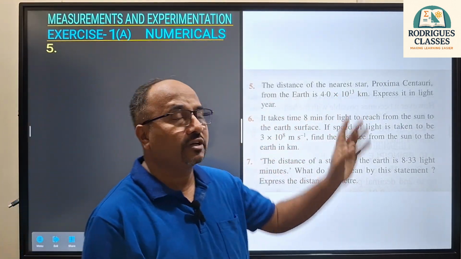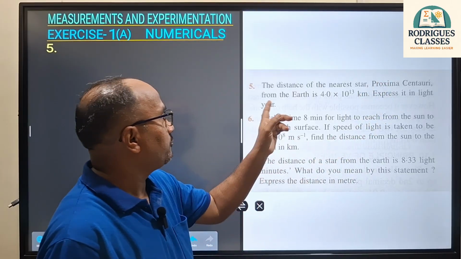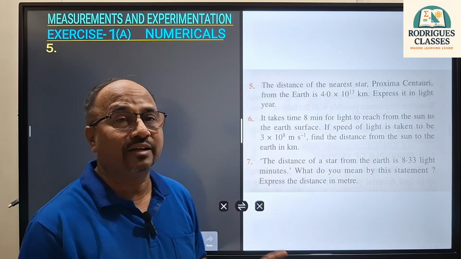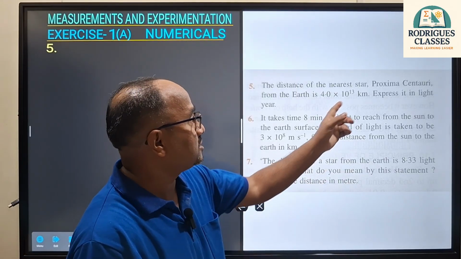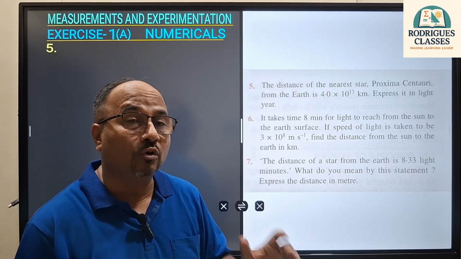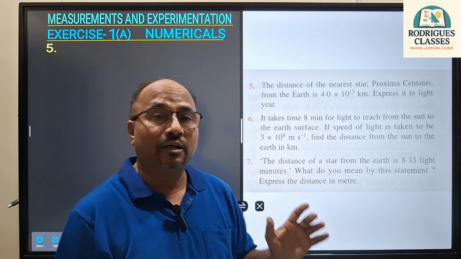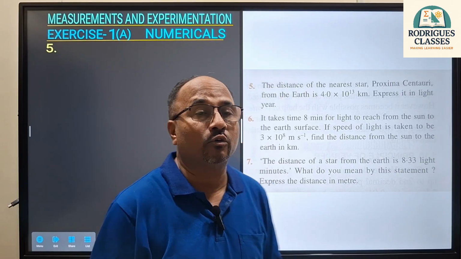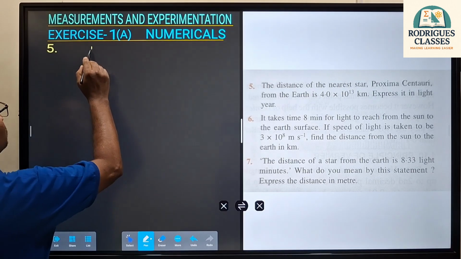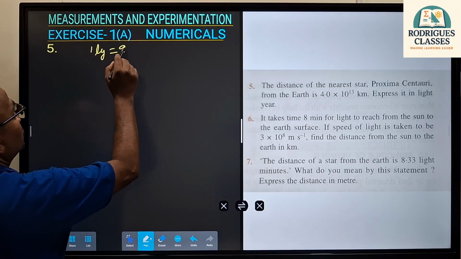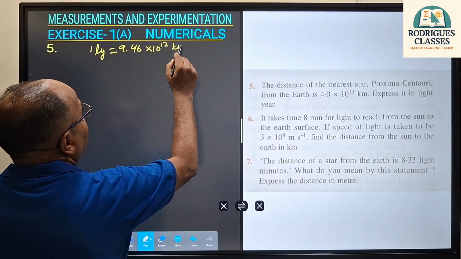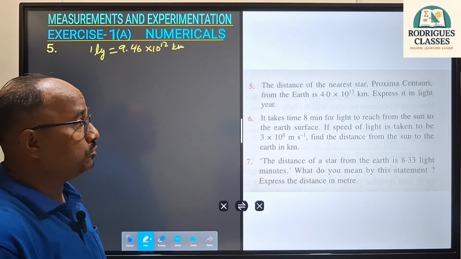It says the distance of the nearest star Proxima Centauri from the earth is 4 into 10 to the power 13 kilometer. Express it in light year. So now this distance is given in kilometer. We have to get it in terms of light year. It means I should know the conversion between 1 light year in terms of kilometer. So I will write that first. That value has to be remembered. So 1 light year is equal to 9.46 into 10 to the power 12 kilometer. So this is what is going to be used now.